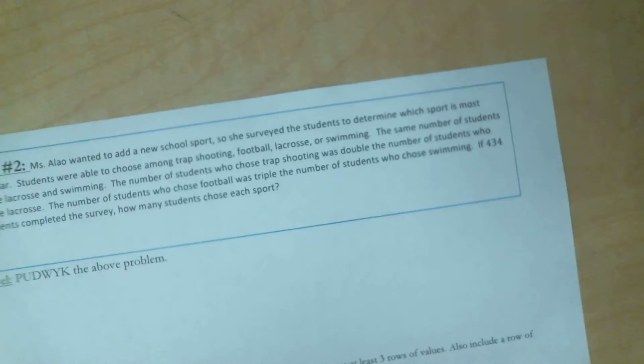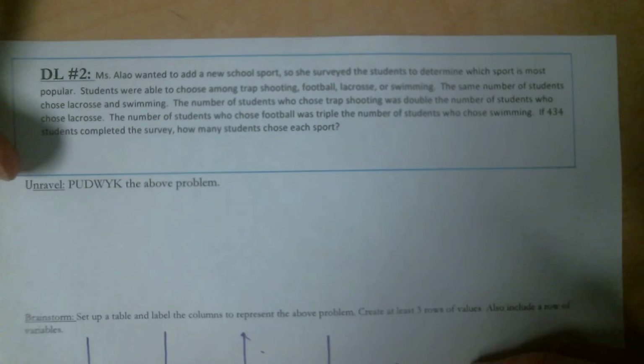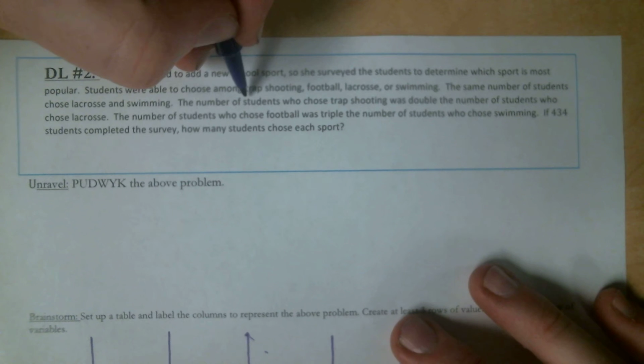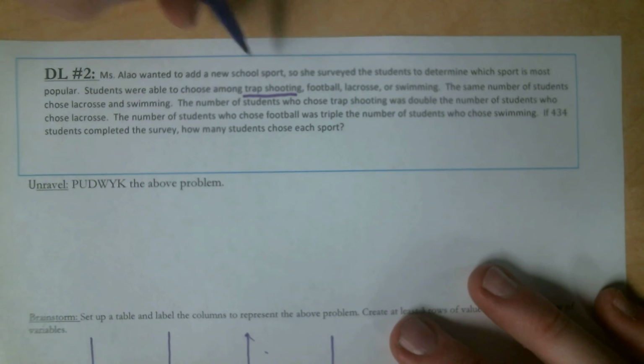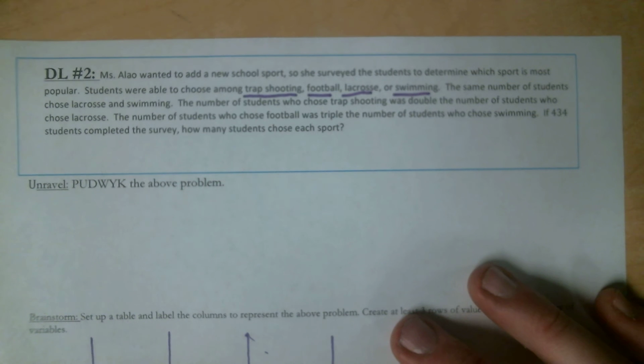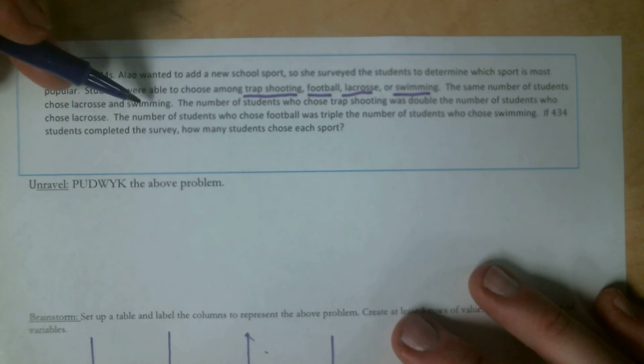Let's turn the page to page 4, daily lesson number 2. So let's read through this together. It says, Miss Allow wanted to add a new school sport, so she surveyed the students to determine which one was the most popular. Students were able to choose among trap shooting, football, lacrosse, or swimming. The same number of students chose lacrosse and swimming.